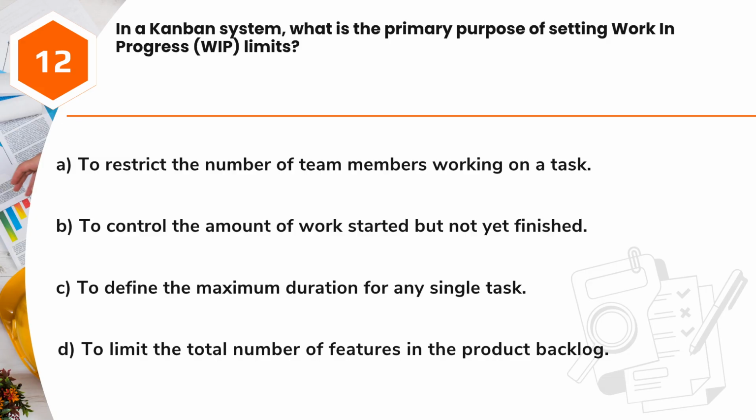Question 12. In a Kanban system, what is the primary purpose of setting work in progress, WIP, limits? A. To restrict the number of team members working on a task. B. To control the amount of work started but not yet finished. C. To define the maximum duration for any single task. D. To limit the total number of features in the product backlog.